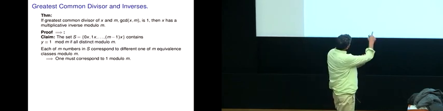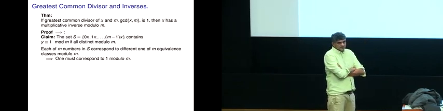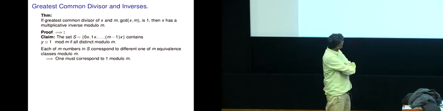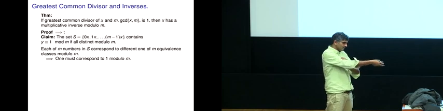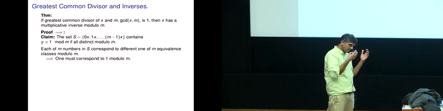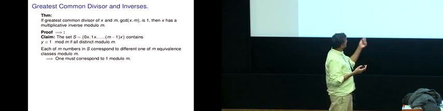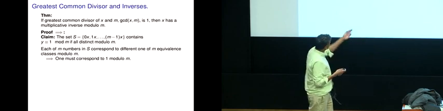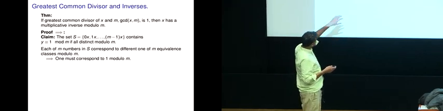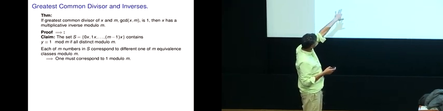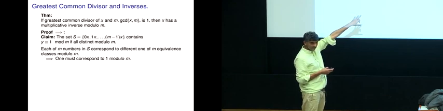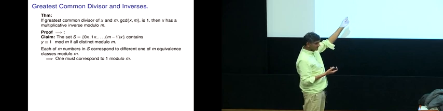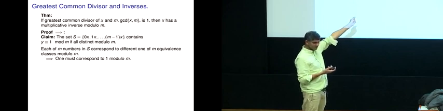So what I have to show is that this function, where I multiply by x, that's what I'm doing inside of this S. I'm multiplying every element of 0 through m minus 1 of our arithmetic domain by x. Okay, so that's that function. So what I want to say is that function is bijective. They're all different. That's what I want to prove. If they're all different, then I know there's a multiplicative inverse because 1 must be in there by the pigeonhole principle.